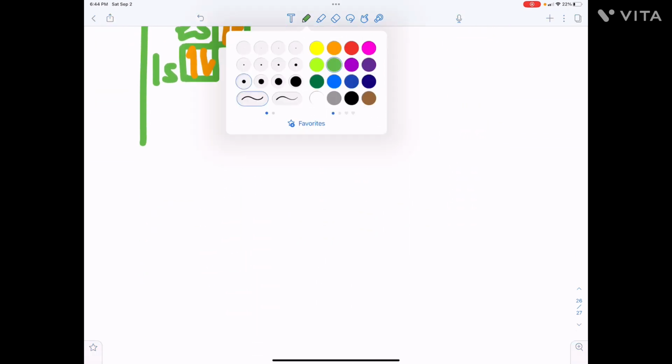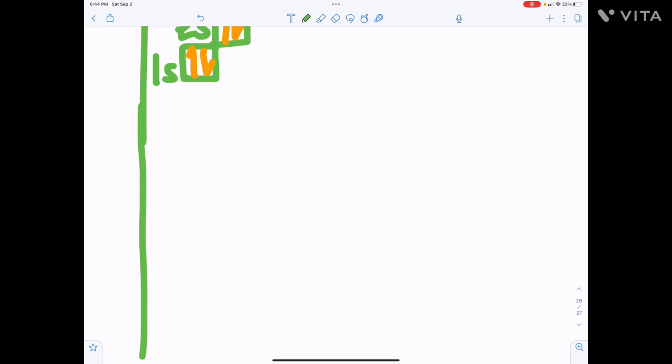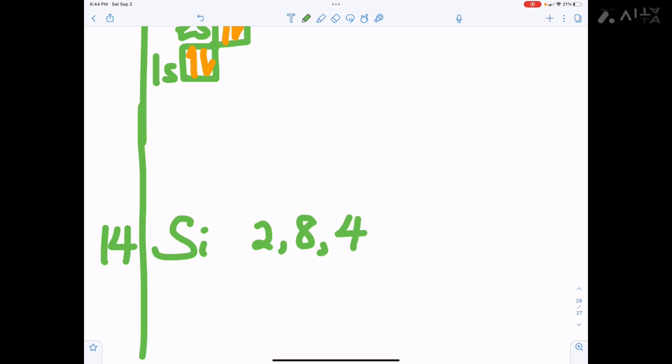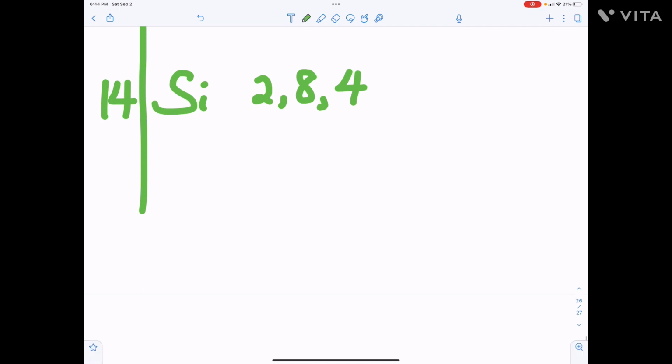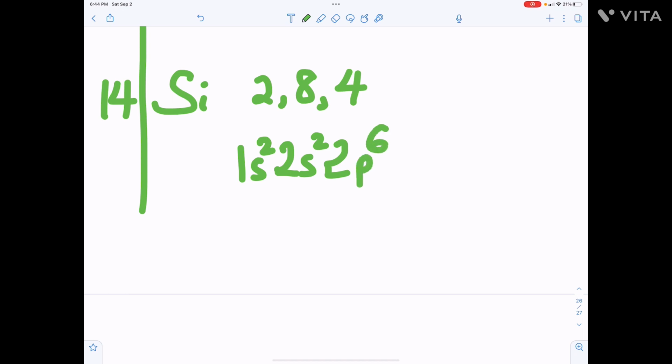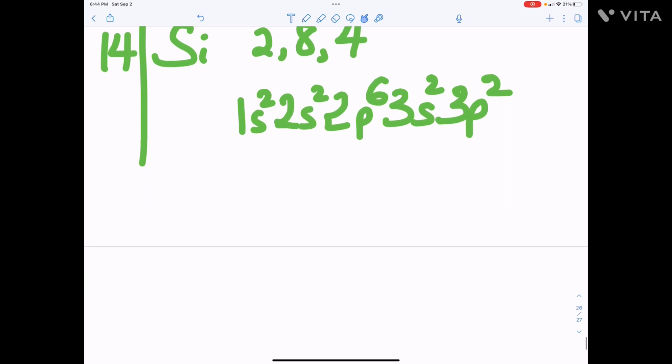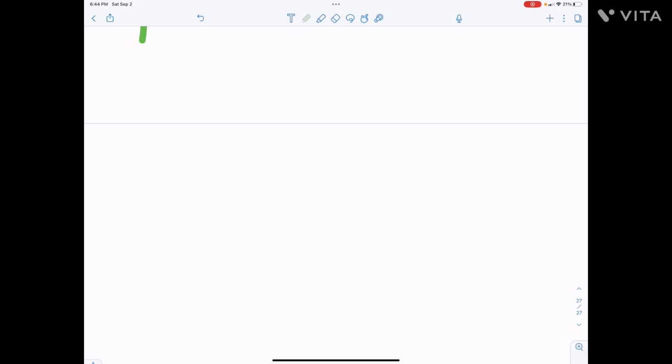Next is what? Next is element number 14. That's what? Silicon. Silicon has 14 electrons. We said its shell electron configuration is 2, 8, 4. So quantum electron configuration for it will be 1s2, 2s2, 2p6, 3s2, 3p2. I think that's 14. Yeah, 14 electrons.